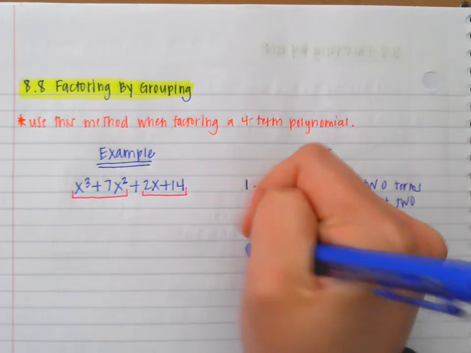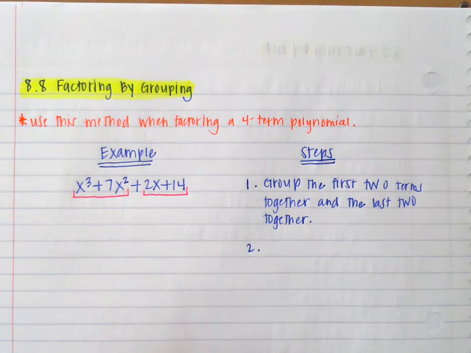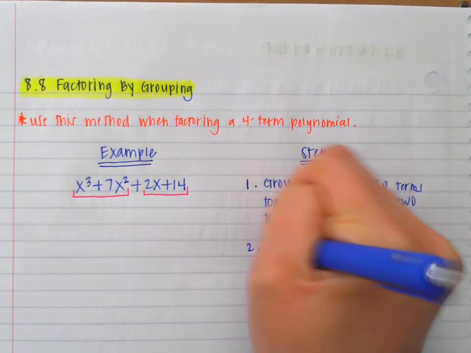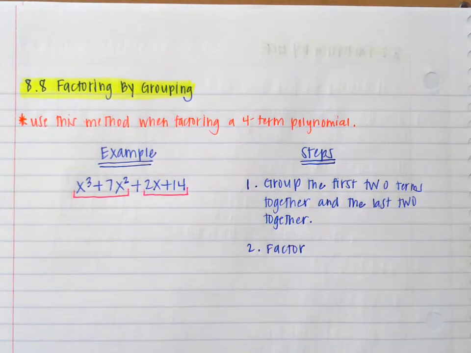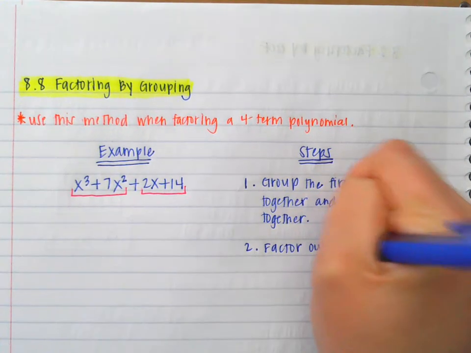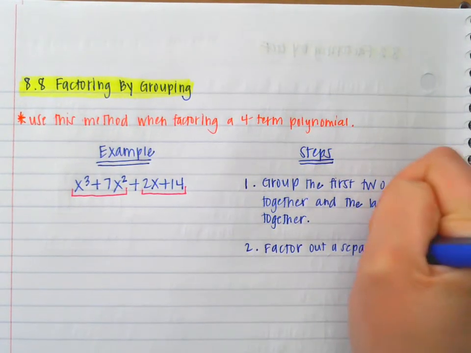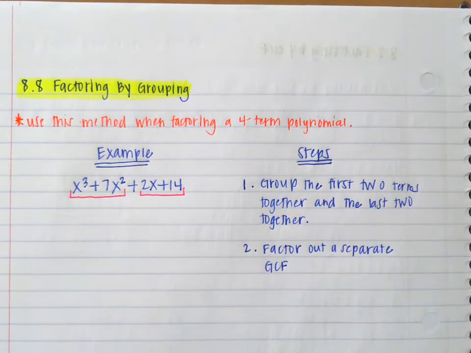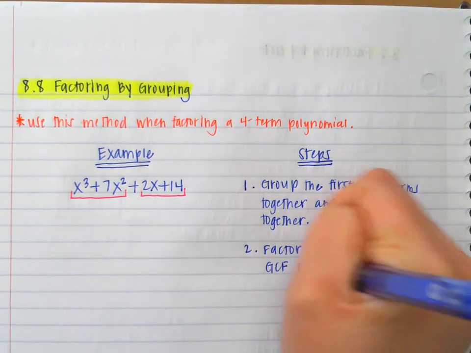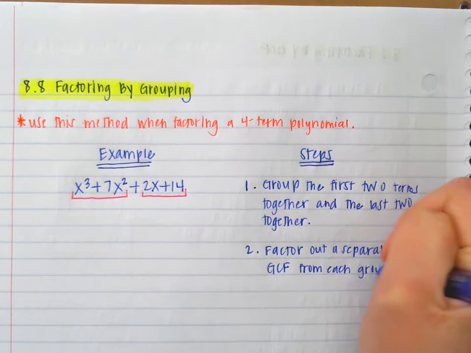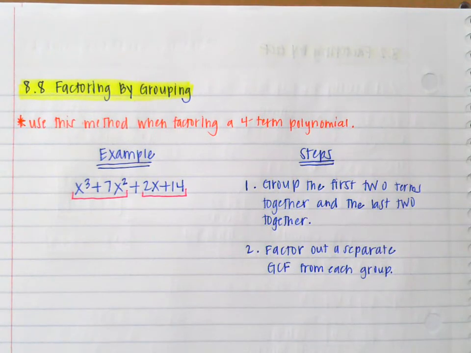Okay, so our second step is going to be to factor out, and this is bringing in what we did in the last note. So factor out a separate GCF from each group. Okay, so GCF, remember, greatest common factor.